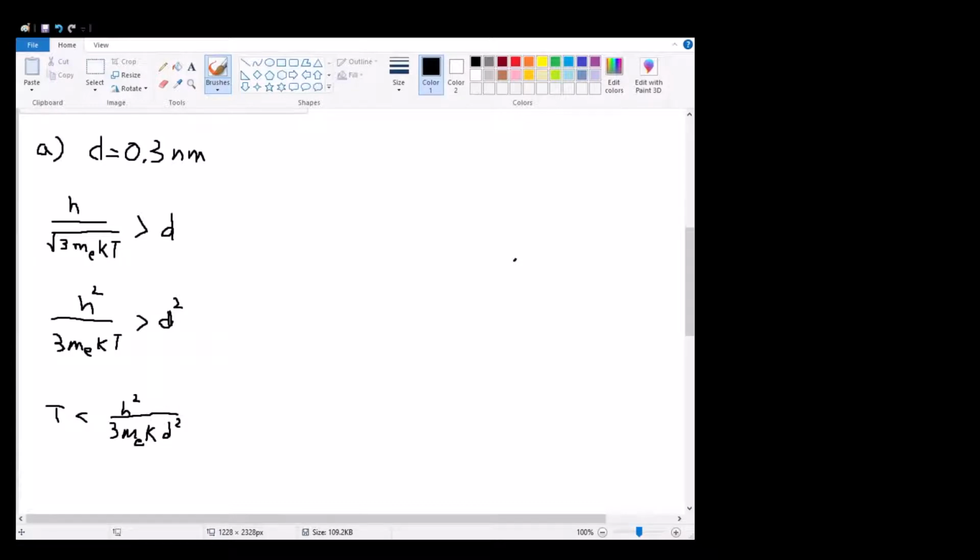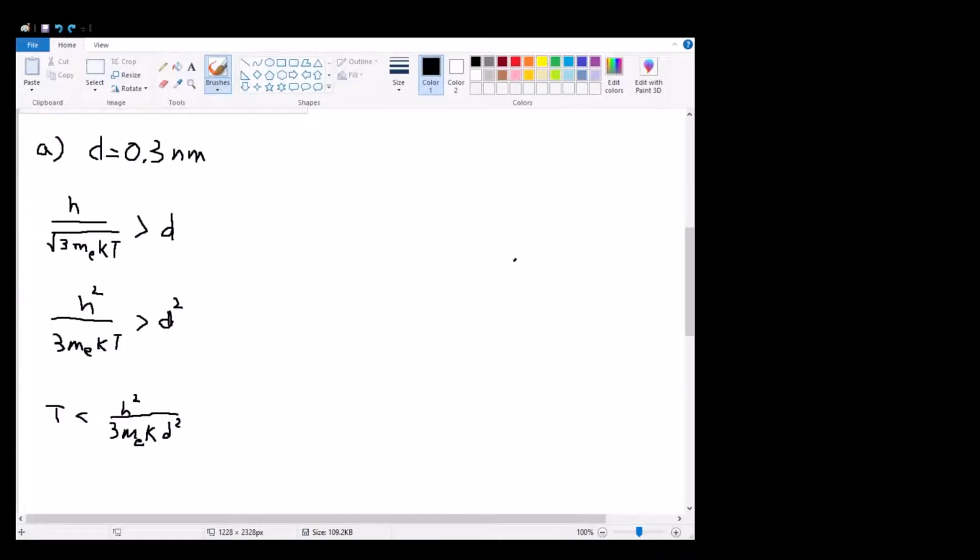And so this is sort of our range. So now we just have to plug in constants. Planck's constant is 6.626 times 10 to the negative 34th in joules times hertz, which is the units we're going to be using. The Boltzmann constant, using kilograms and Kelvin and meters, is going to be 1.38 times 10 to the negative 23rd. If we then plug in d using meters as 0.3 times 10 to the negative 9th, because we're using nano.